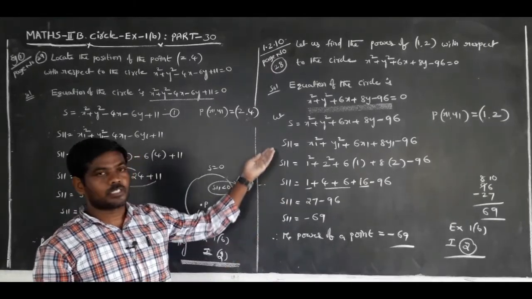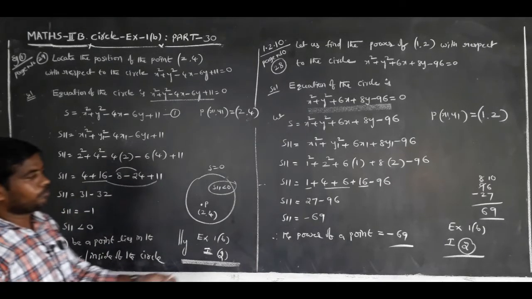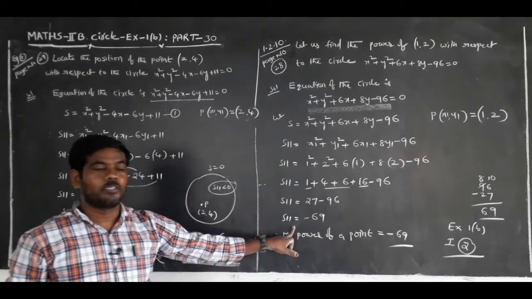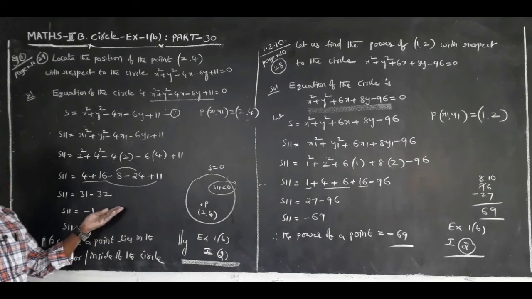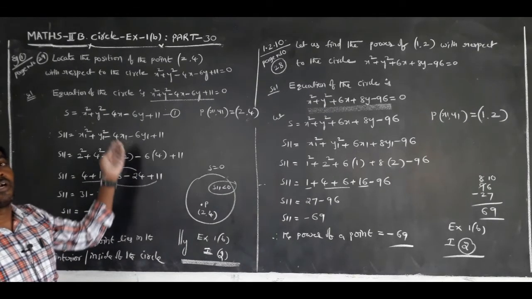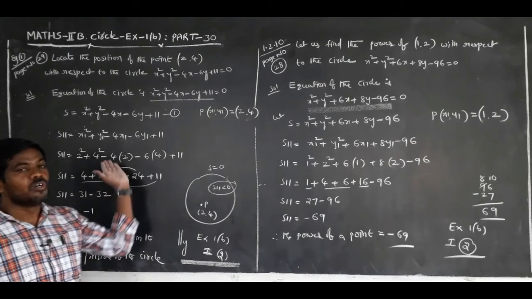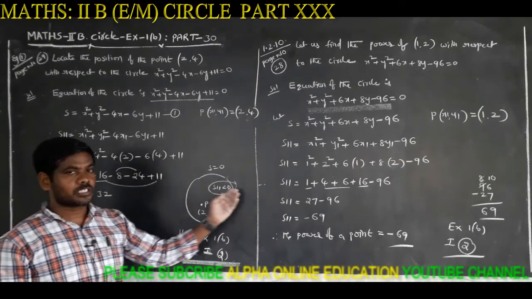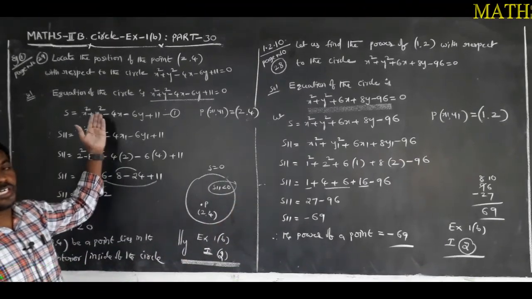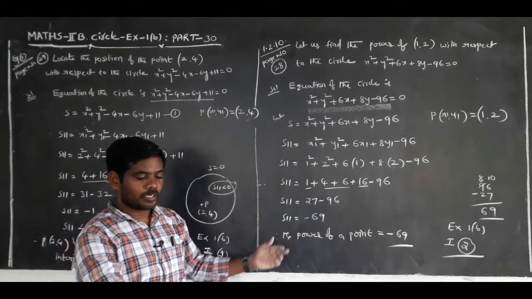First of all, we find S11. Power of a point, S11. Position of a point, S11. If S11 is equal to 0, the point P lies on the circle. If S11 is less than 0, it is in the interior of the circle. If S11 is greater than 0, it is outside of the circle. This is the process for locating the position of a point and the power of a point.